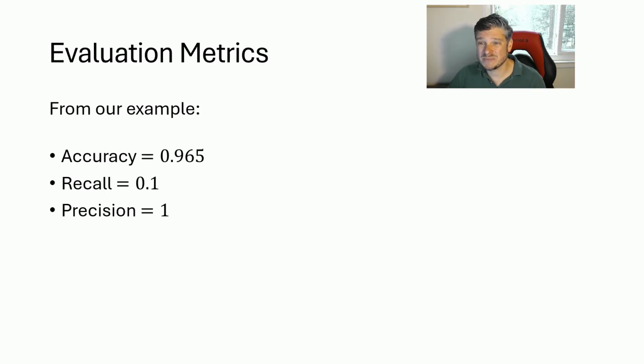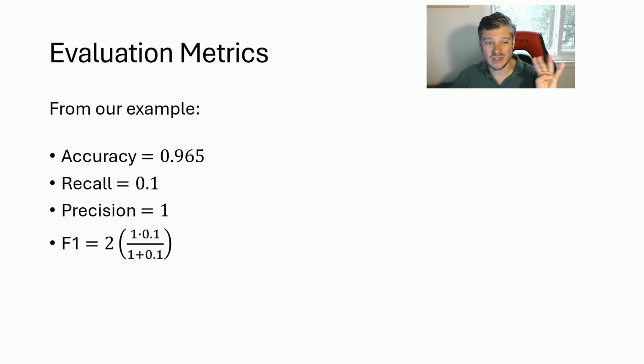So our evaluation metrics that we're going to be concerned about. First of all was the accuracy, and from our example, we saw that we had a really high accuracy of 0.965. Our recall, which was how well we did at catching all the yeses, was only 0.1, which is not really good. We had our precision, which was how many of our yes predictions were correct, and we had 100%. We did great on that one. And now we have our F1 score as well. We can calculate our F1 score, just plug in the 0.1, plug in the 1, evaluate that, and we get an F1 score of 0.182, which is not very good.